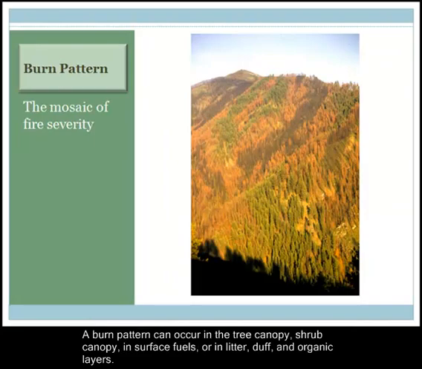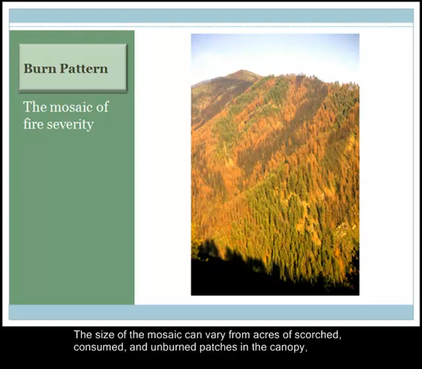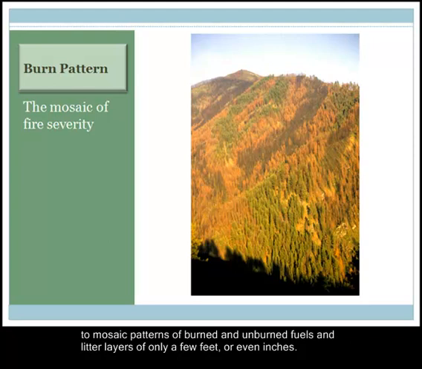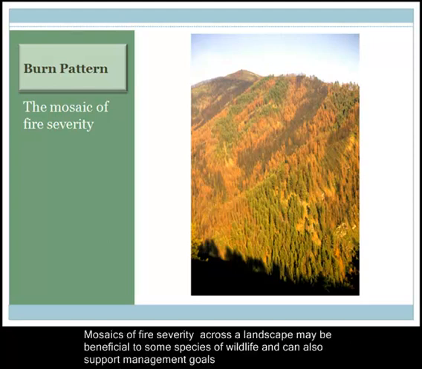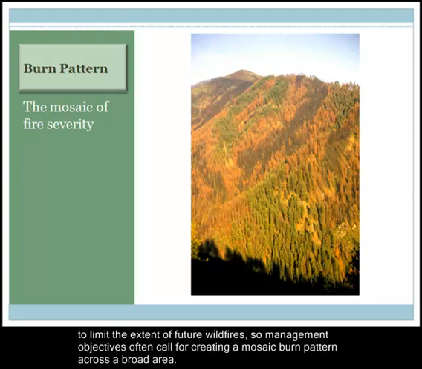A burn pattern can occur in the tree canopy, shrub canopy, in surface fuels, or in litter, duff, and organic layers. The size of the mosaic can vary from acres of scorched, consumed, and unburned patches in the canopy to mosaic patterns of burned and unburned fuels in the litter layers of only a few feet, or even inches. Mosaics of fire severity across a landscape may be beneficial to some species of wildlife and can also support management goals to limit the extent of future wildfires. So management objectives often call for creating a mosaic burn pattern across a broad area.